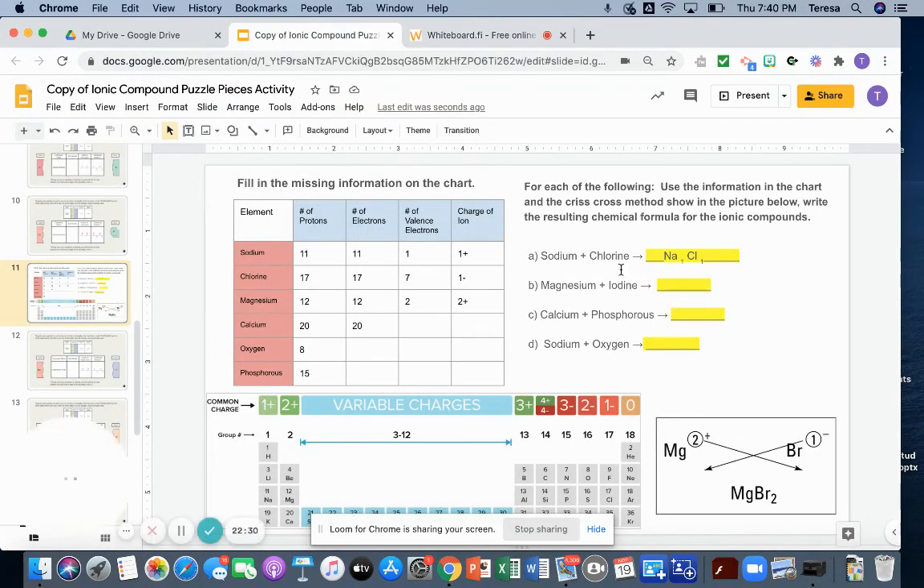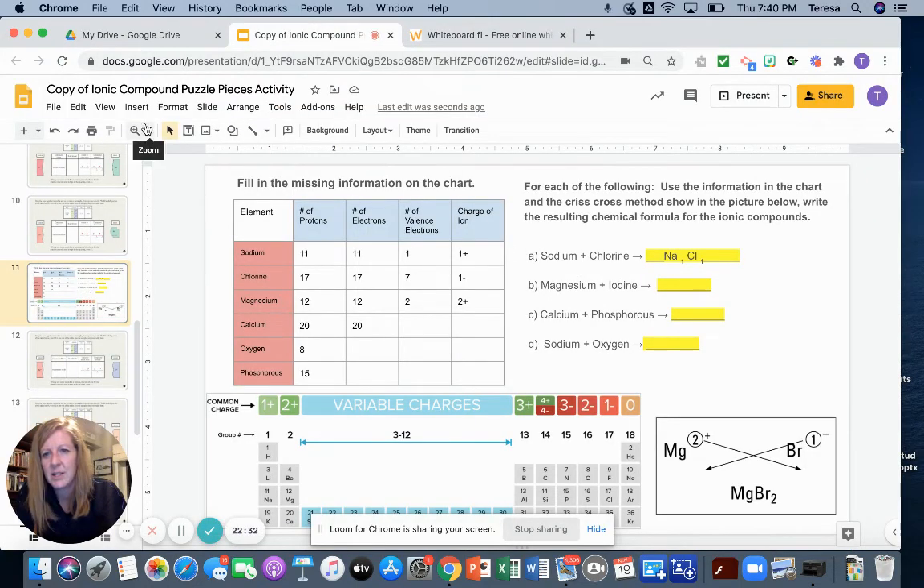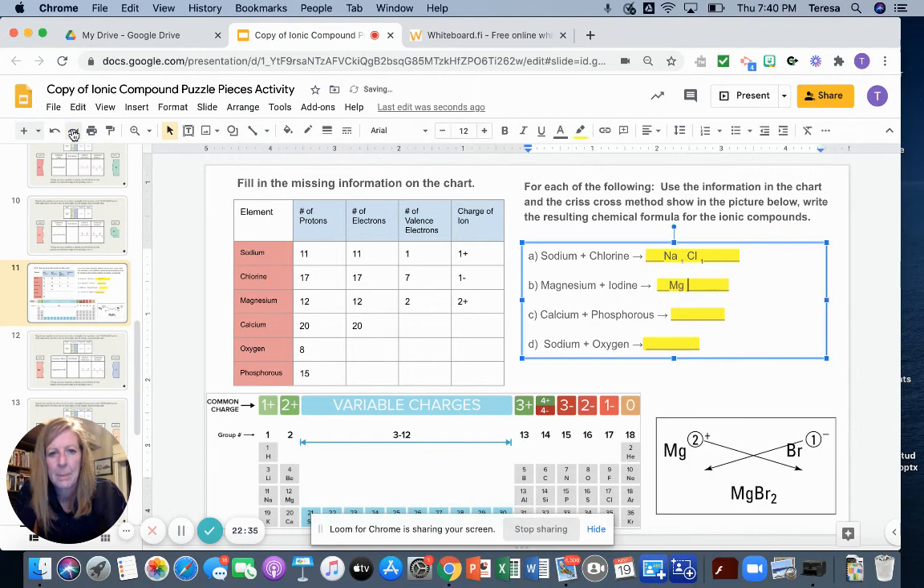So I write in my magnesium and my iodine with their ratios, a 1-to-2 ratio. I make the 1 a subscript, and I make the 2 a subscript. And that's my chemical formula, magnesium 1, iodine 2. All right, ladies and gentlemen, I hope that helps you complete this part of the assignment.